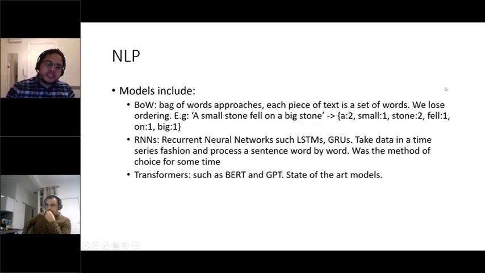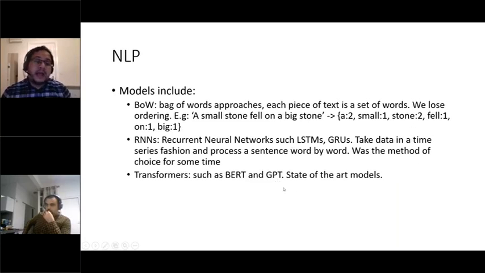Here, it's just 1 dimension. Text has 1 dimension, so the words are going to come 1 by 1. So what LSTMs and GRU do is to encode words 1 by 1. Take a word, learn the model, take the next one, the second, the third one. They take words 1 by 1. And this was the method of choice for some time.